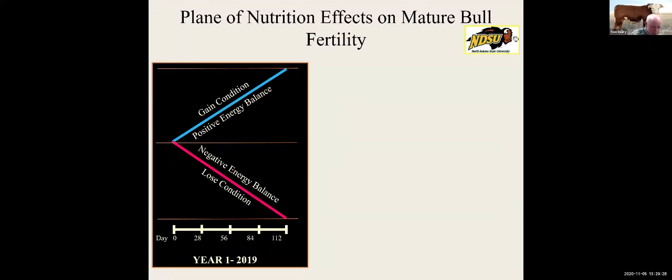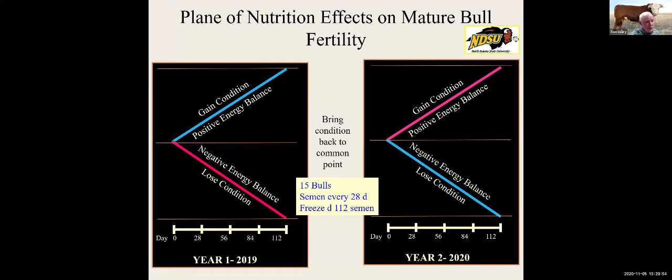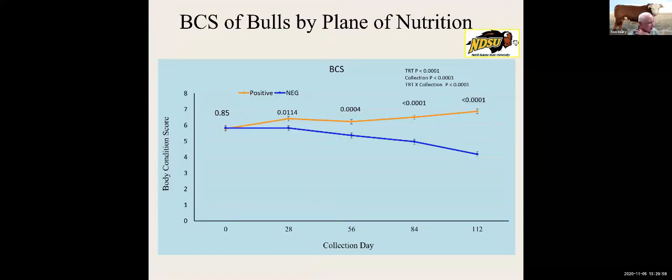And then those same bulls were brought to a common point. And the next year, those that were on the negative energy balance previously were put on a positive energy balance. And those that were on the positive energy balance in year 1 received the negative energy balance. There were 15 bulls in the study. Semen was evaluated every 28 days. And on day 112, which was the end of the study, semen was frozen, and that's where we came into the picture and started evaluating some of that semen.